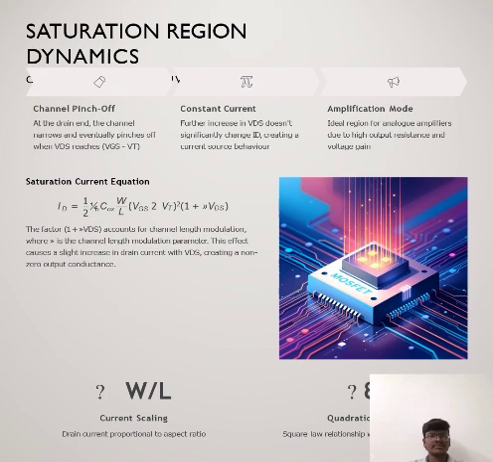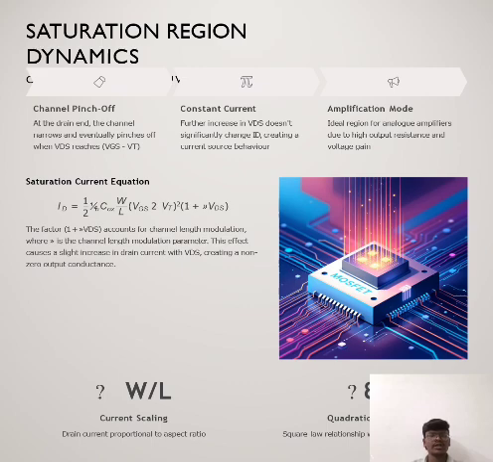Saturation region dynamics. Channel pinch off, constant current, and amplification mode. Channel pinch off: at the drain, the channel narrows and eventually pinches off when VDS reaches VGS minus VT. Constant current: further increases in VDS do not significantly change ID, creating current source behavior. Amplification mode: the ideal region for analog amplifiers due to high output resistance and voltage gain.